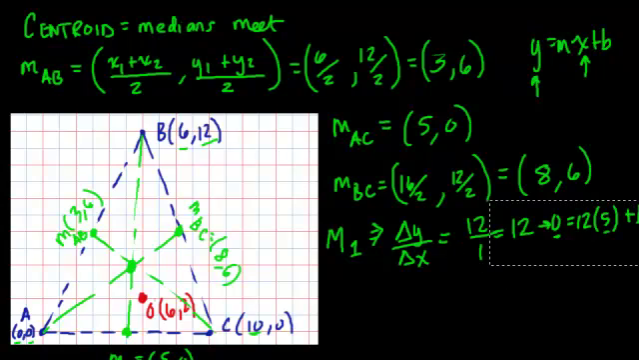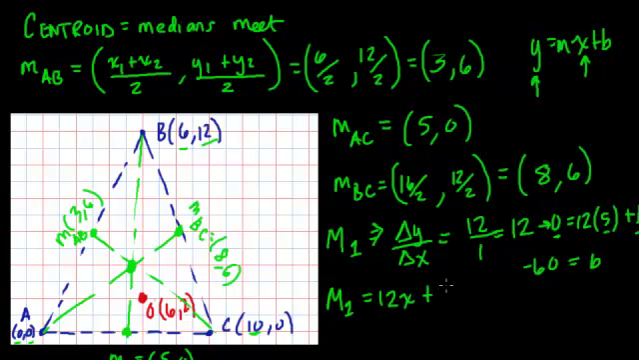Okay. So now I'm solving for b. 12 times 5 is 60. So what plus 60 is 0? That's negative 60. Solve for b, we get negative 60. So it turns out the equation for this line, for M1, that median, should equal 12x, the slope, plus negative 60. That's our first line. Now our second line, let's call it M2, so we have M1 right here. Let's call this line M2.